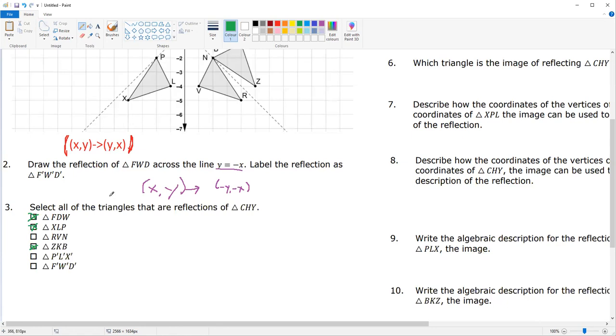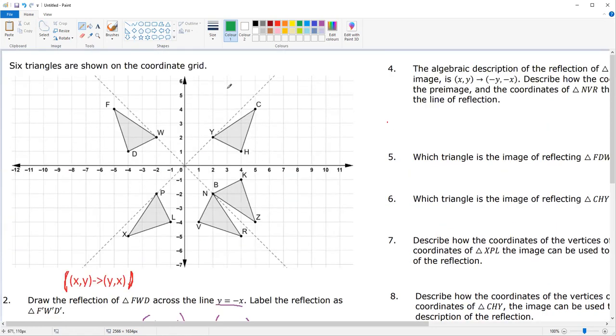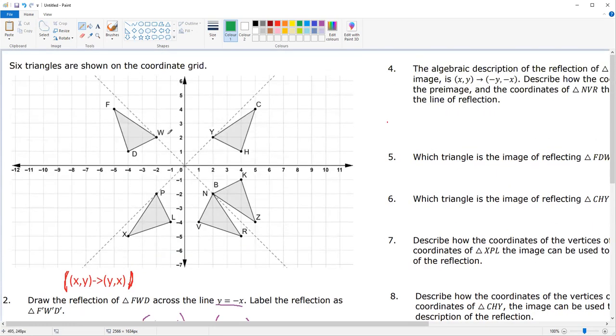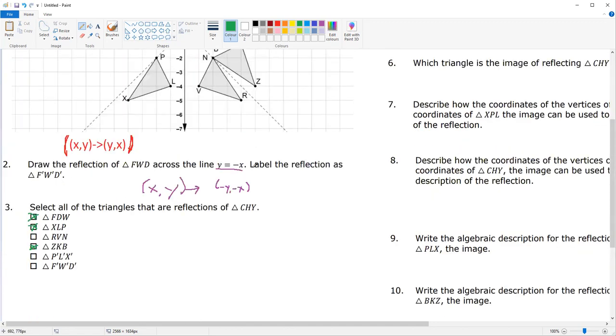Then we have PLX prime, which we had over here. That looks like it would probably be a 180-degree rotation, if you can remember what that looked like. And then FWB or FWD, that was over here, and it looks like it might have been a 90-degree rotation if we had it available. So that's not one either. Okay, so it's just these 3 right here. Okay, moving on.